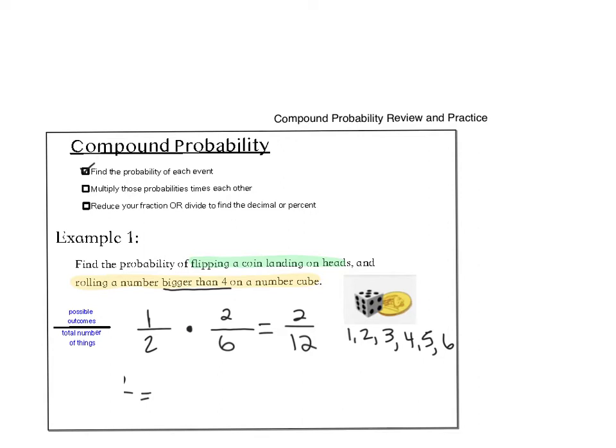So 2 out of 12, I can do a couple things. I can reduce that fraction, or I can divide to find the decimal or percent. So this fraction's a really easy one to reduce. 2 goes into itself once, 2 goes into 12 6 times. So that's it. My probability is 1/6, or 1 over 6. 1 out of 6 times, I'm going to be able to flip a coin, land on heads, and roll a die and get a number that's bigger than 4. Okay, so if I try that 6 times, the likelihood that I'll get that is just 1 out of those 6 times. All right, let's try our next problem.